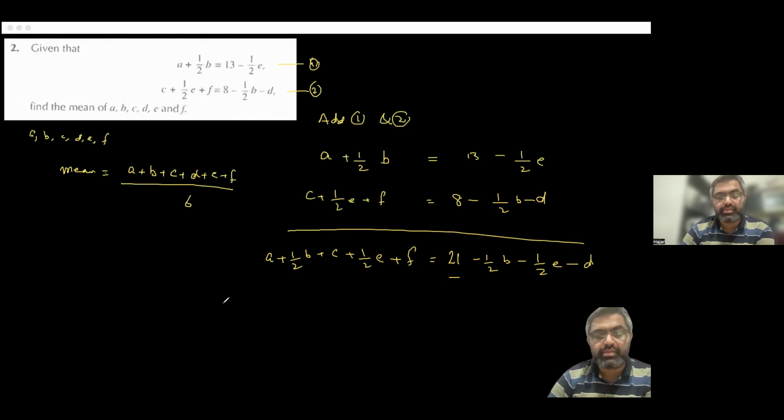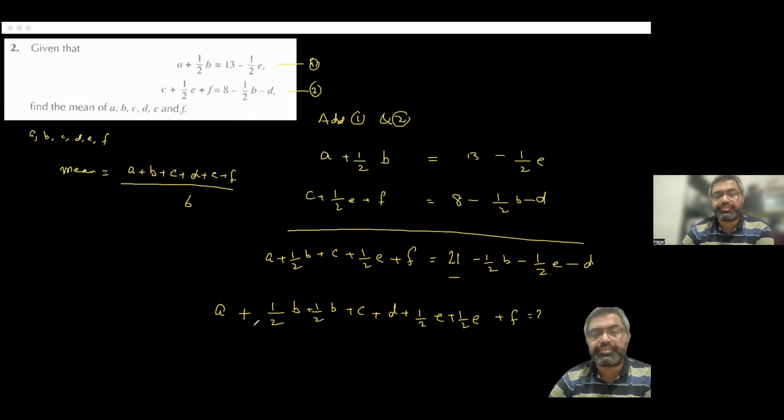It's going to be quite long, with many terms. So A plus half B, and minus half B also comes here, so this is plus half B, plus C, plus minus D. Bringing it to the left side it becomes plus D, plus half of E, and there's negative half of E on the right side. Bring it to the left-hand side, plus half E, plus F is equal to 21. Add up the like terms, B into B and E into E. So we have the sum of all the numbers, A plus B plus C plus D plus E plus F is equal to 21.